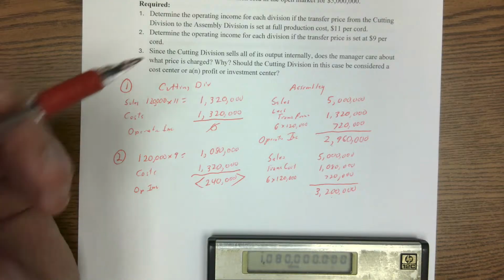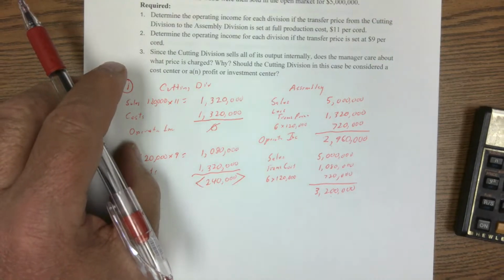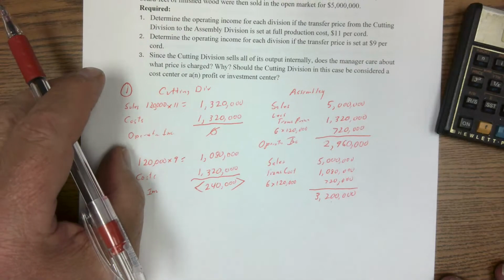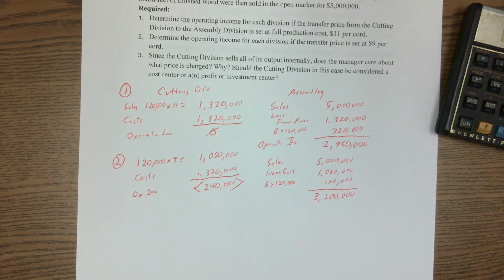2,960,000. And then 3, since the division is selling all of its output internally, does the manager care what price is charged? They don't, as long as the company recognizes that they're setting the price, and so he shouldn't be judged based on a profit. And it says, in this case, be considered a cost center or a profit or investment center. I would say it should be a cost center. They just should try to keep their costs as low as possible, and that's what they should be judged by, as long as they maintain the quality that is required. Okay.